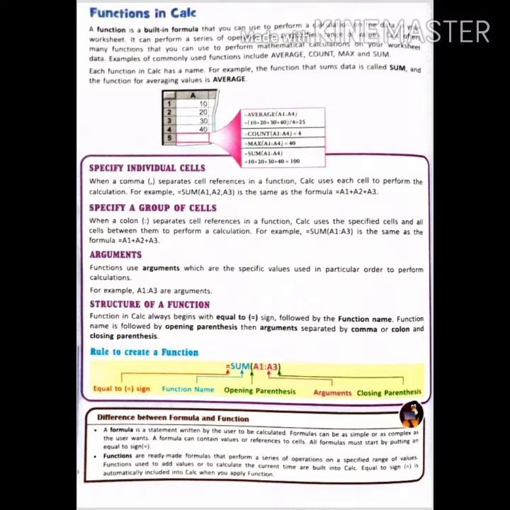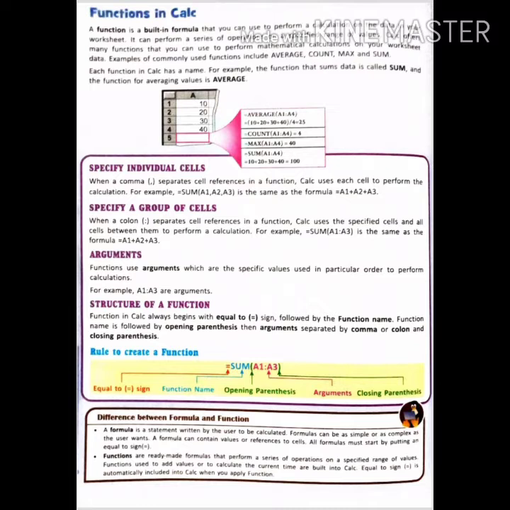Specify individual cells. When a comma separates cell references in a function, Calc uses each cell to perform the calculation. For example, =SUM(A1,A2,A3) is the same as the formula =A1+A2+A3. Specify a group of cells. When a colon separates cell references in a function, Calc uses the specified cells and all cells between them to perform a calculation. For example, =SUM(A1:A3) is the same as the formula =A1+A2+A3.